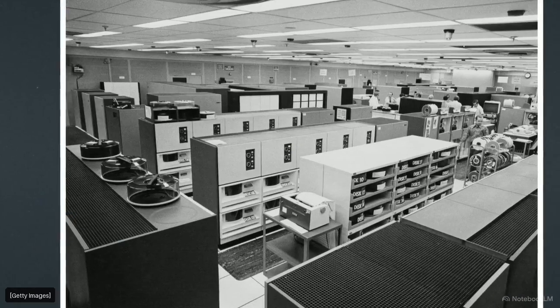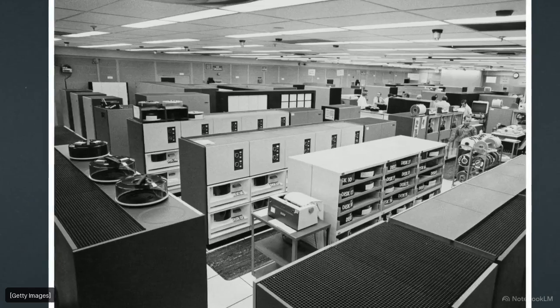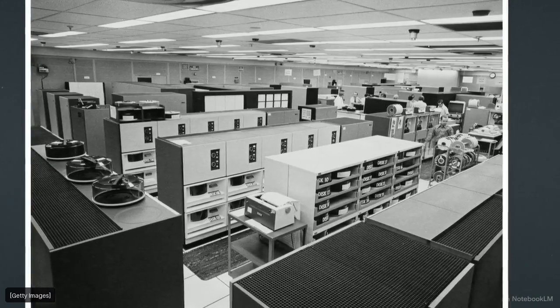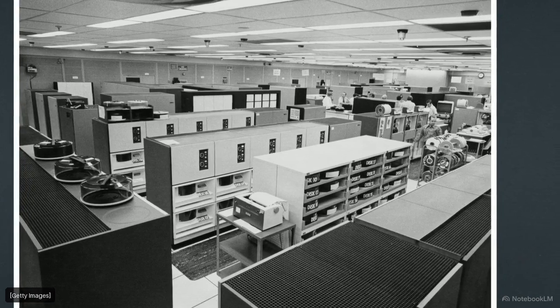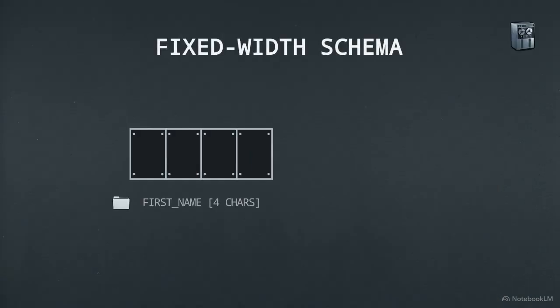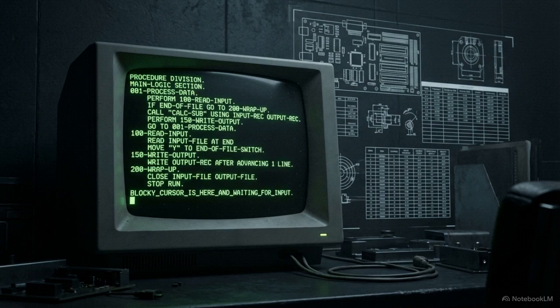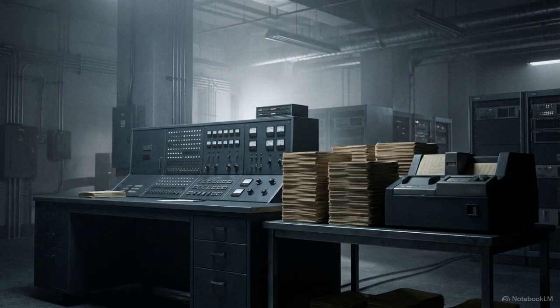The entire physical archive was migrated onto raw IBM mainframes, creating one of the earliest large-scale identity databases in the world. This early environment ran on 6-width schemas, which are database structures where every piece of data has an exact, unchangeable character length. The system relied heavily on COBOL batch jobs. COBOL is an early programming language designed for business data processing that executes tasks in large scheduled groups rather than instantly.